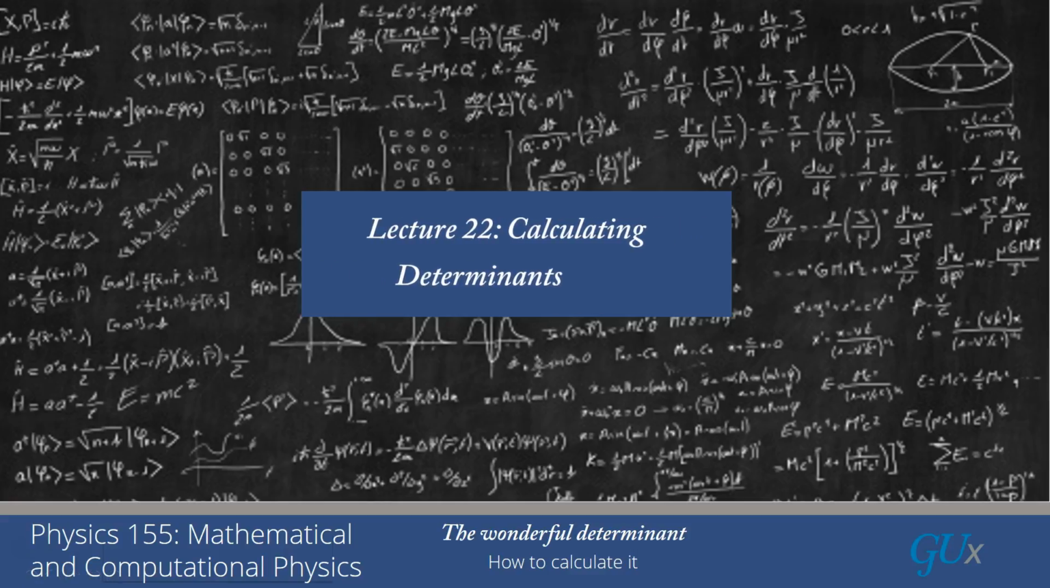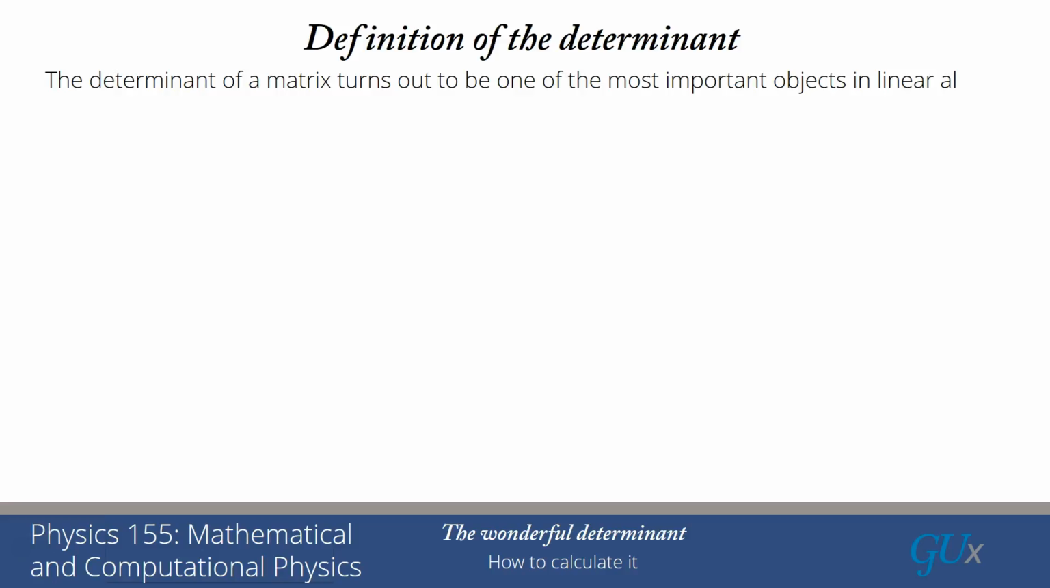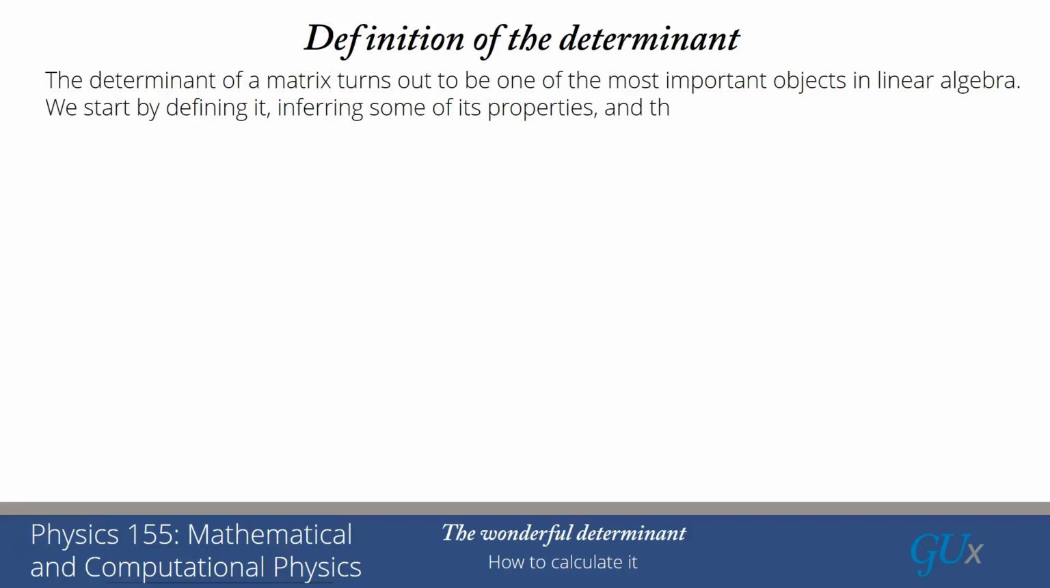Welcome to Lecture 22, Calculating Determinants, the wonderful determinant, and how to calculate it. So we're going to start off with the definition of the determinant. The determinant of a matrix turns out to be one of the most important objects in linear algebra. We're going to start by defining it, and then we're going to infer some of the properties of the determinant, and then finally we're going to look at some examples for how you can actually calculate it.